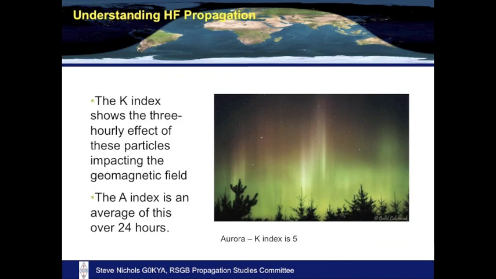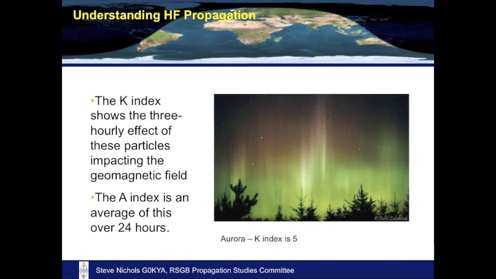Now, I just introduced another term there, which was the K index or Kp index, which is a 3-hourly measure of the effect of these particles hitting the geomagnetic field. And it's a logarithmic scale that goes from about 1 to 9 really. And we generally think of auroral conditions as being with a K index of perhaps 4 or 5.